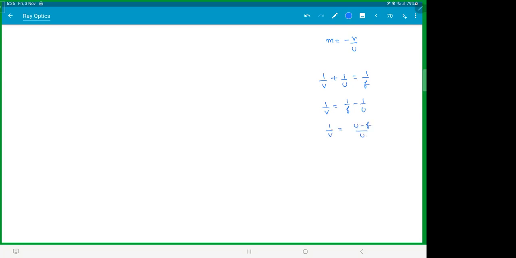U minus f by uf. So v by u will be f by u minus f. So magnification is f by f minus u. Can you see? This is not a linear function. It will be curved. So that means as the distance is changing, the magnification is a little weird.